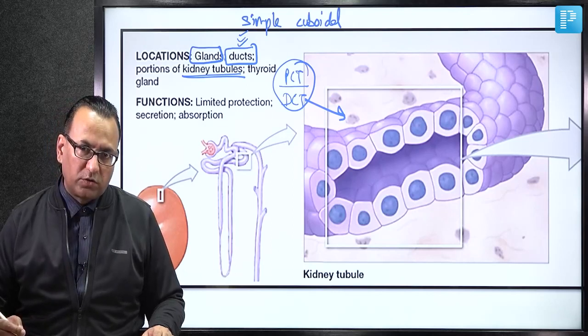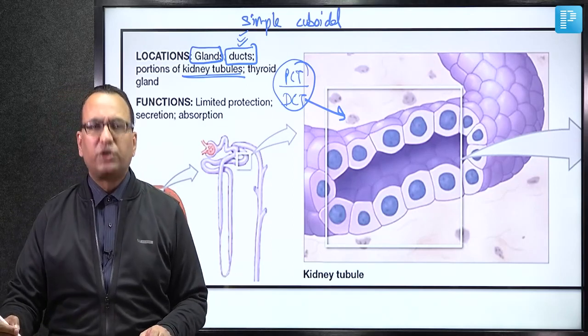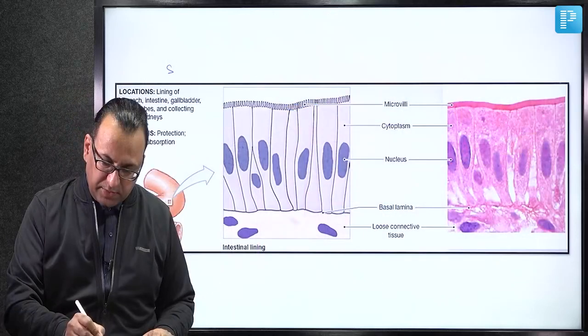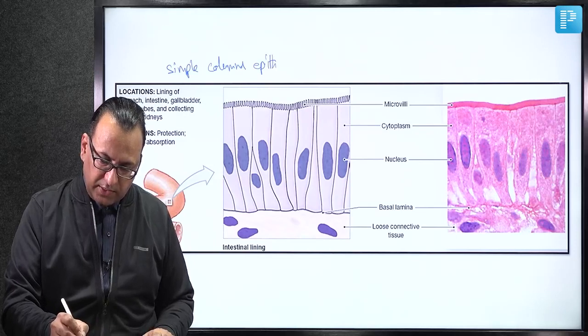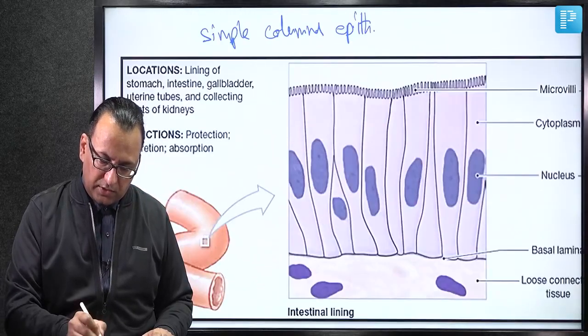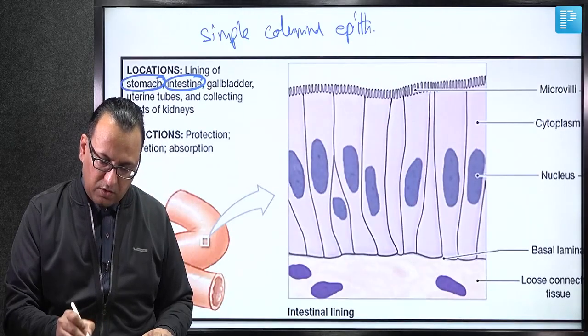And now let us move on to the locations where we can have simple columnar epithelium. Simple columnar epithelium, as we have seen earlier as well, can be seen in the gut tube, like the stomach, the intestine, even the gallbladder.